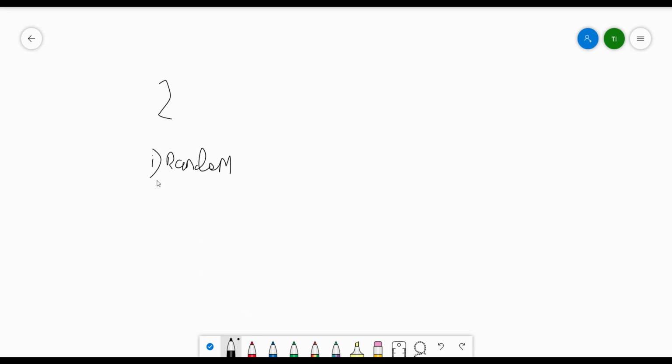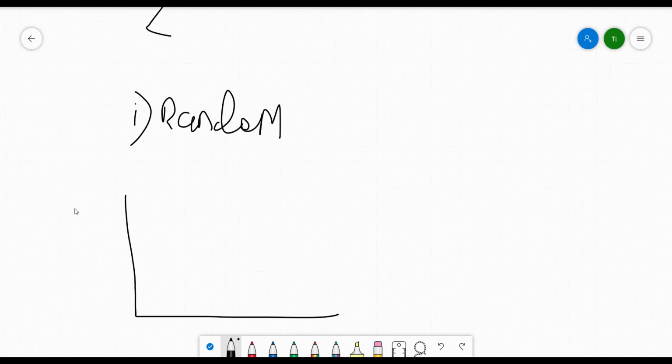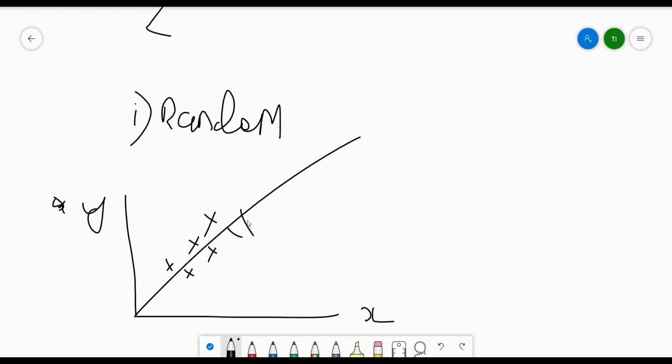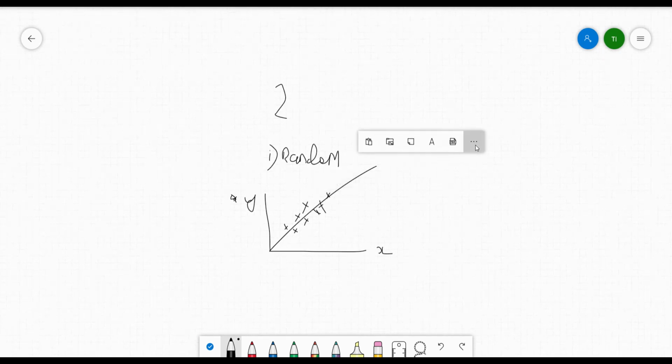And to identify a random error, let's say you're plotting a graph of y against x. A random error can be identified when you're drawing a line of best fit: there is a scatter across the line of best fit. So how to identify a random error? On a graph, the plot would be scattered, and it is due to the observer.